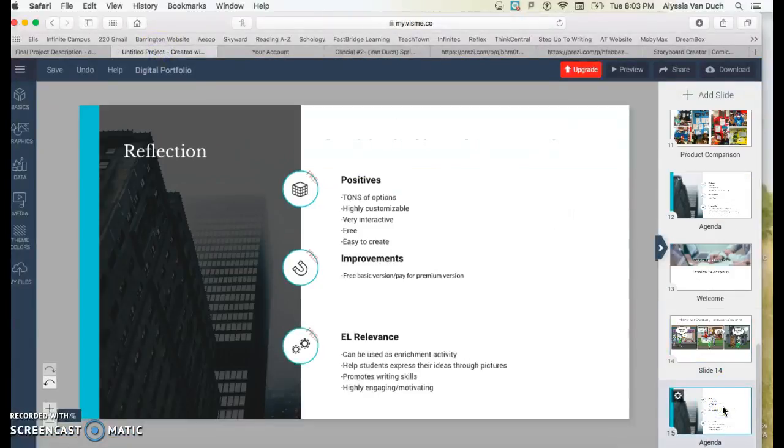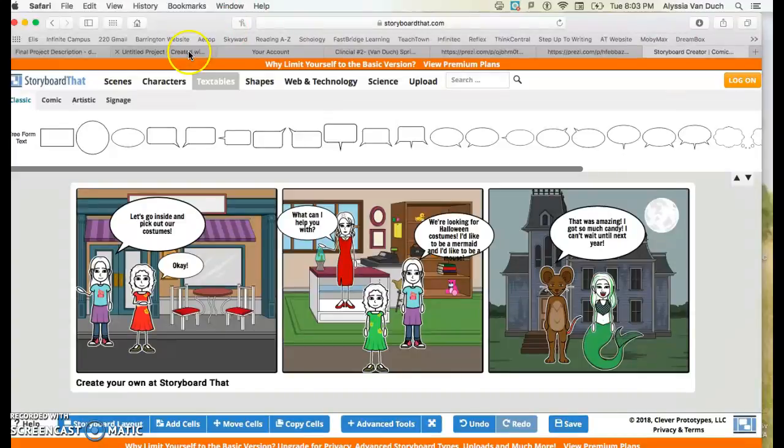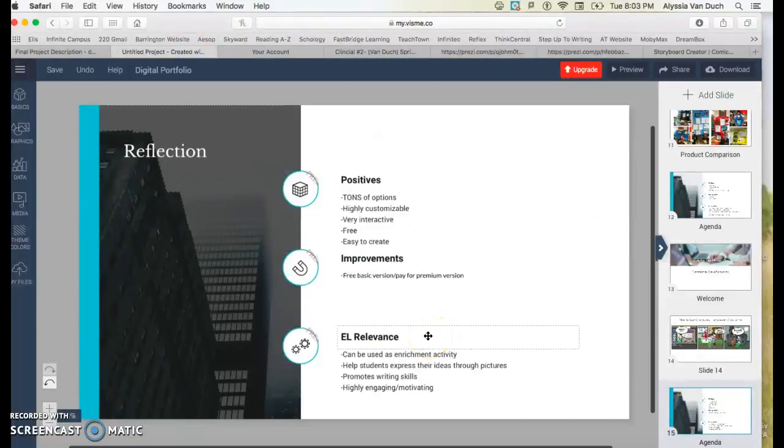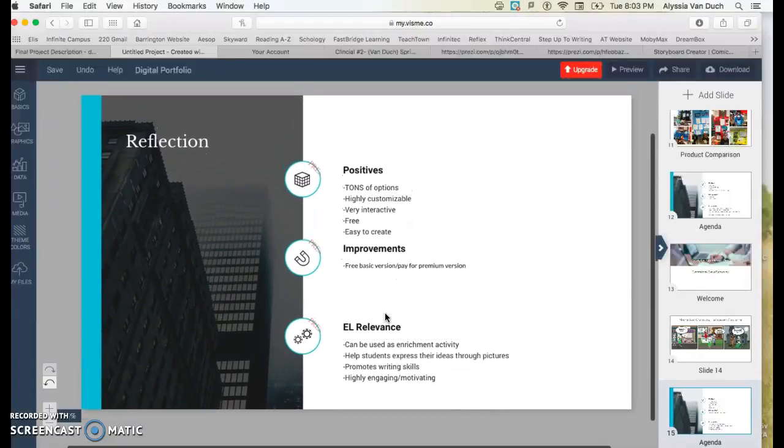So some of the positives, obviously, there's tons of options. It's very customizable. You can create pretty much anything you want. Very interactive. For the most part, it's free, especially with what you get for the free part. And it's very easy to create, and it would really help students to express their ideas in a non-threatening way. One improvement that I would say is that you have to pay for a premium version, but the free and basic version is pretty awesome. So I wouldn't even recommend paying for the premium version.